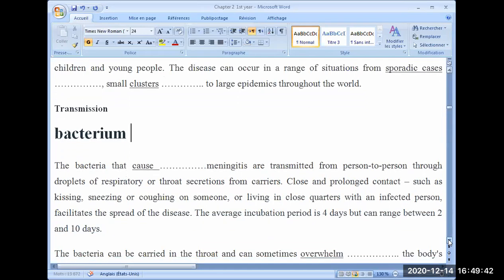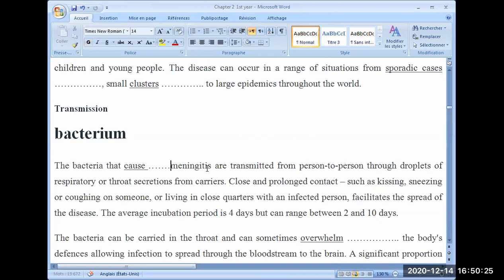The bacteria that cause meningitis are transmitted from person to person through droplets of respiratory or throat secretions from carriers. It's like COVID-19, transmitted from person to person through droplets of respiratory secretions. Cause meningitis here, lead to meningitis, provoke meningitis. Earlier we used result from. Now we can use result. Result what?